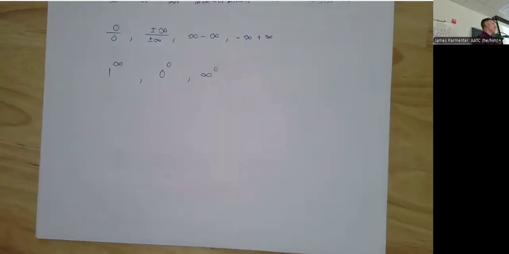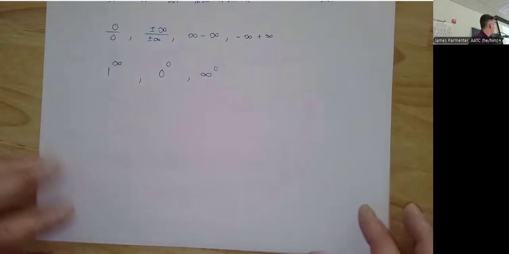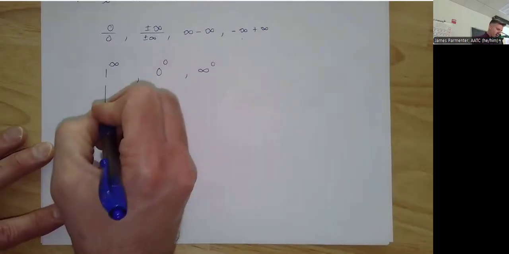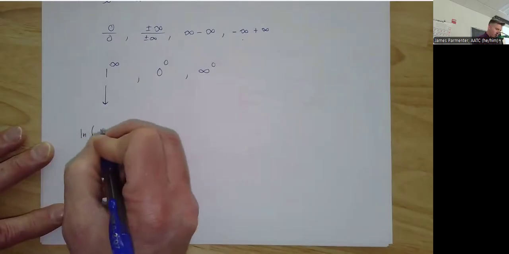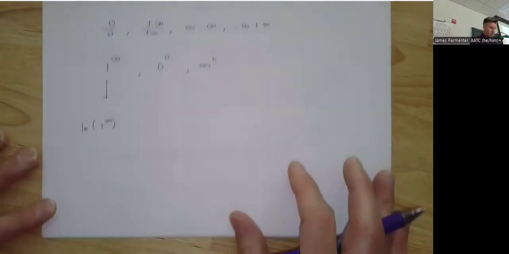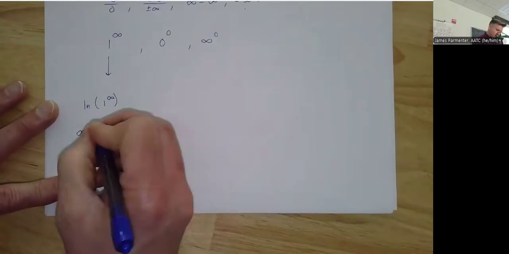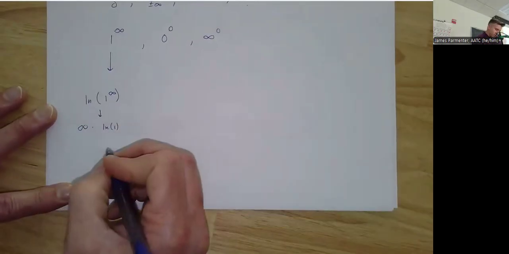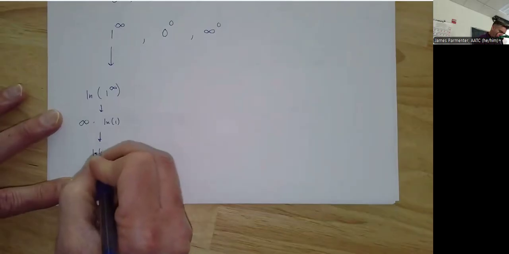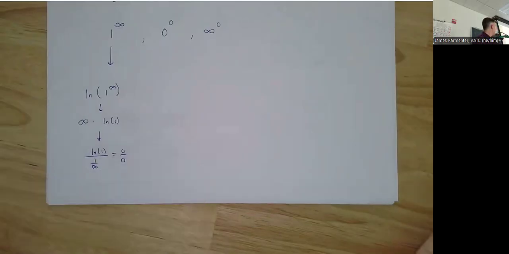Why these 3? Here's why. Because when you take the natural log of any of them, you get something that ends up being a 0 over 0 or infinity over infinity. Let me show you. For this one here, if you take the natural log of a 1 to the infinity, again, this is kind of silly notation, so don't pay too much attention. But you bring the infinity down, you get infinity times natural log of 1, and then you bring that down to the denominator as its reciprocal, you get the natural log of 1 over 1 over infinity. But that's a 0 over 0 type.